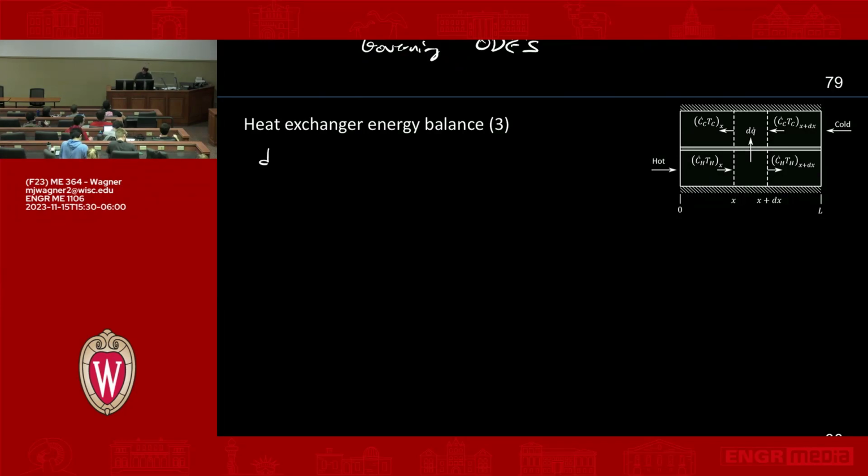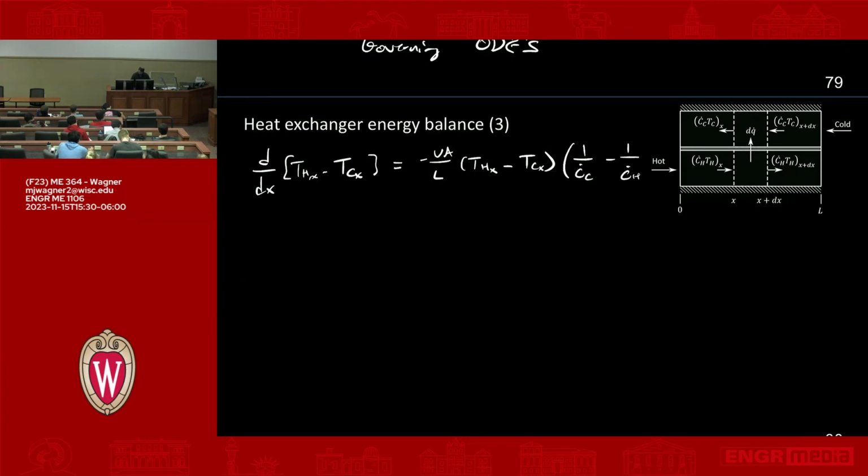If we subtract the two ODEs, we'd say d/dx of THx minus TCx, so the differential of both of those, is equal to minus UA over L times THx minus TCx times the difference of the capacitance. So 1 over C dot C minus 1 over C dot H. I'm sorry, backwards. It's C dot H first and C dot C second.